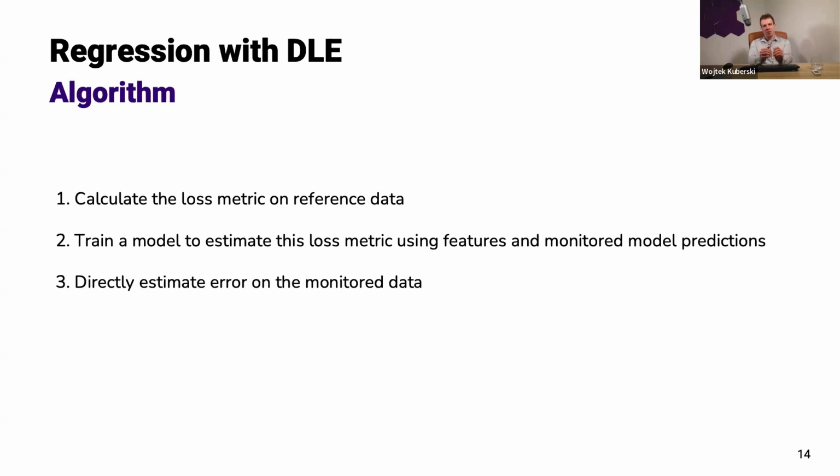Then we're going to train a model to estimate this loss metric, let's say squared error, using the model inputs, the features, and also the predictions of our monitored model as a feature. We're going to train that model to predict the loss metric. And if there's any kind of relationship between the expected loss, so the dispersion of the data, and where the data point is in the model input space, which there almost always is, we can directly estimate the loss on the monitored data for every single data point. Then if we aggregate those predictions, we are able to give very high confidence estimations about the level of performance of a regression model.